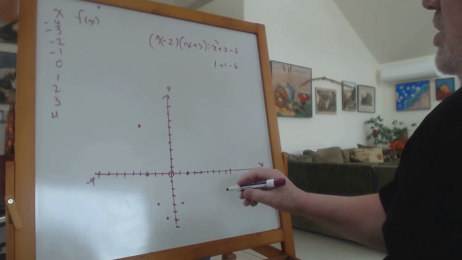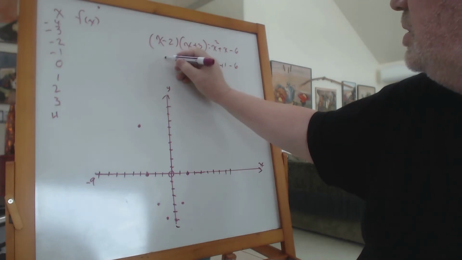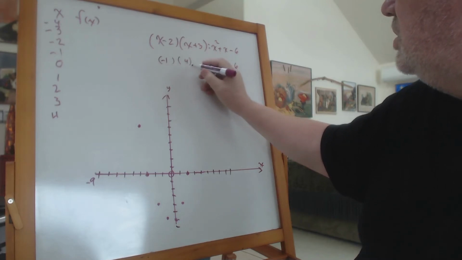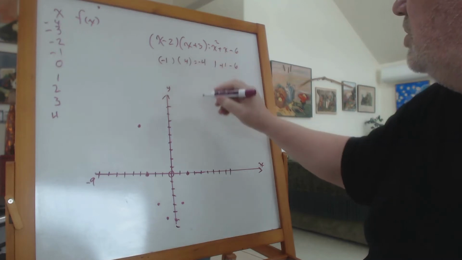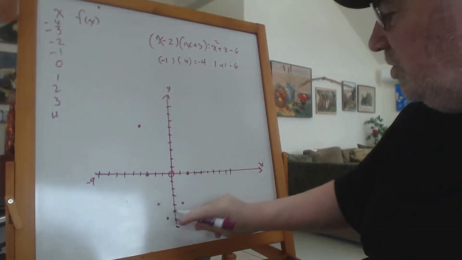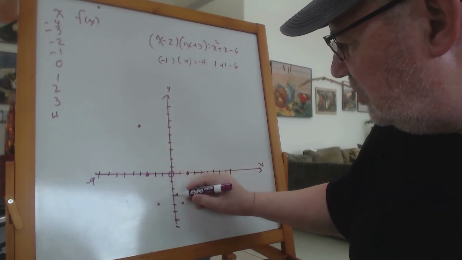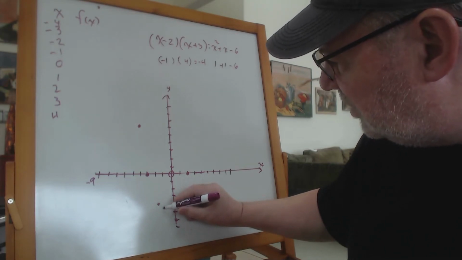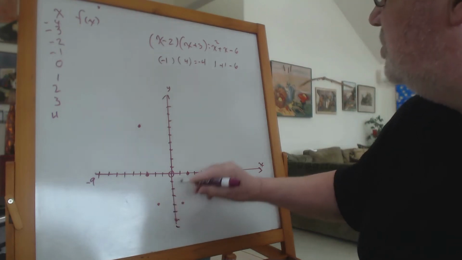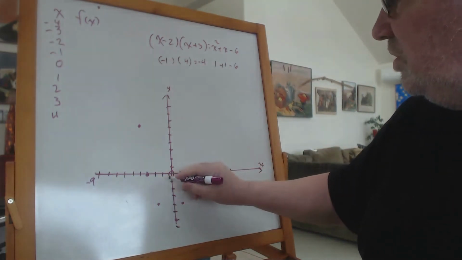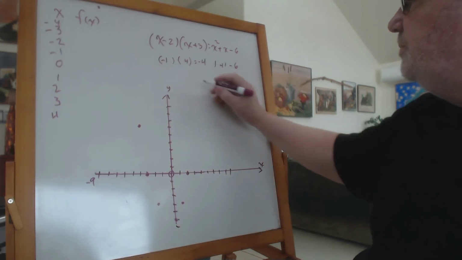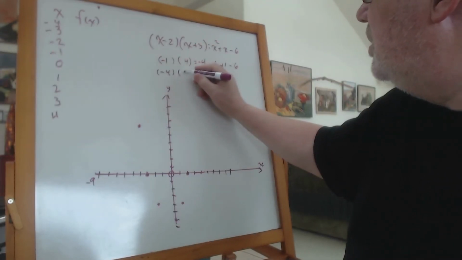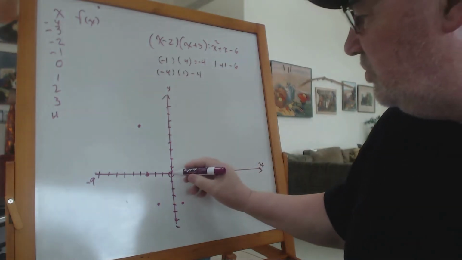That's a really weird thing. All right. Minus 1 times 4, that's minus 4. Okay, so I don't know what I was doing. 1, 2, 3, 4. And it's at minus 1. Minus 2 is 0. Let's see, minus 2 is minus 4 times 1, so it's minus 4 at minus 2.